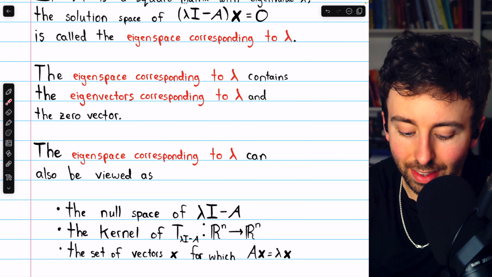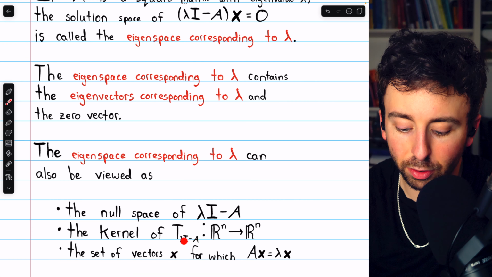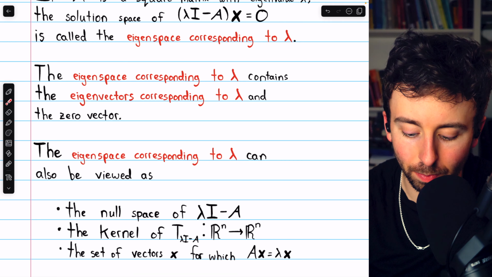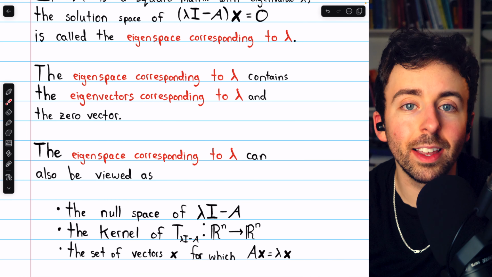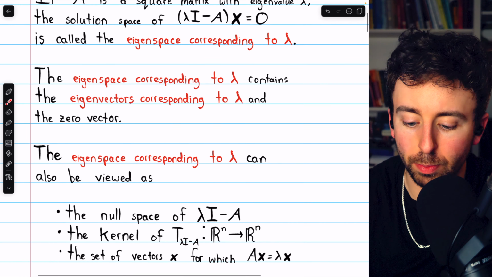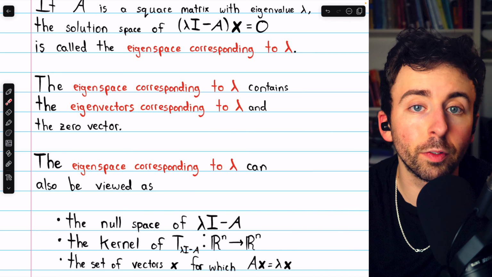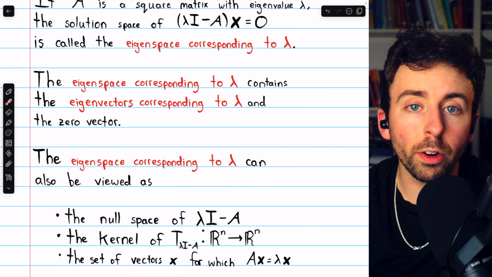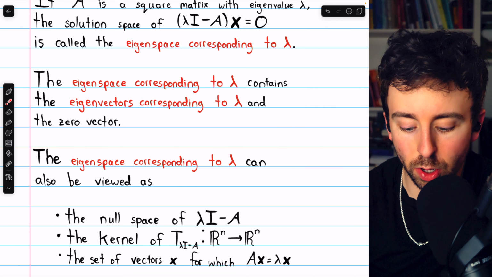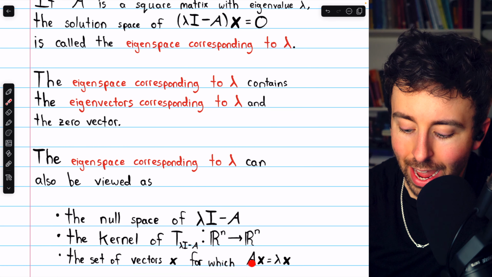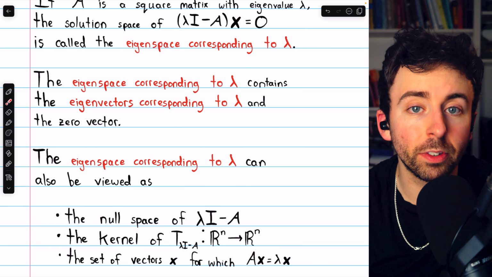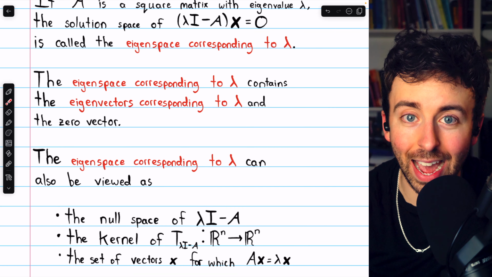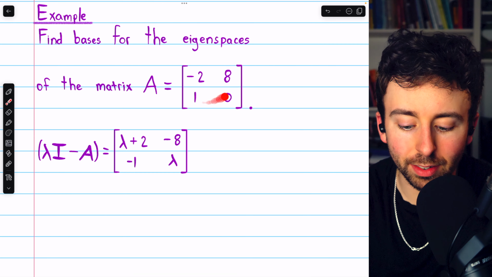We could also view it as the kernel of the transformation described by this matrix, lambda I minus A. That's the set of all vectors that this transformation maps to the zero vector. So if we view this matrix, lambda I minus A, as a linear transformation, its kernel is the eigenspace corresponding to lambda. Or, of course, perhaps the most natural perspective is to just view it as the set of vectors x for which Ax equals lambda x. Those are precisely the eigenvectors corresponding to lambda plus the zero vector. That's the eigenspace.